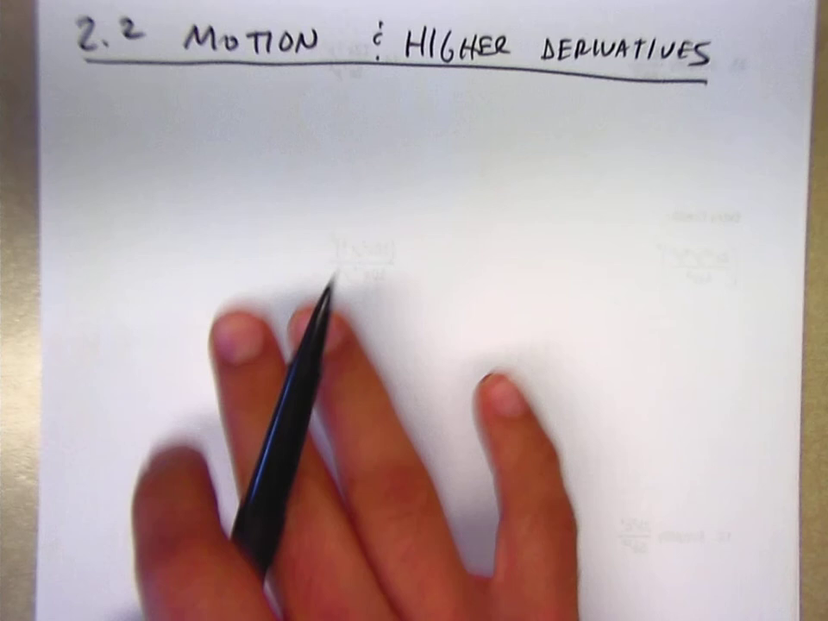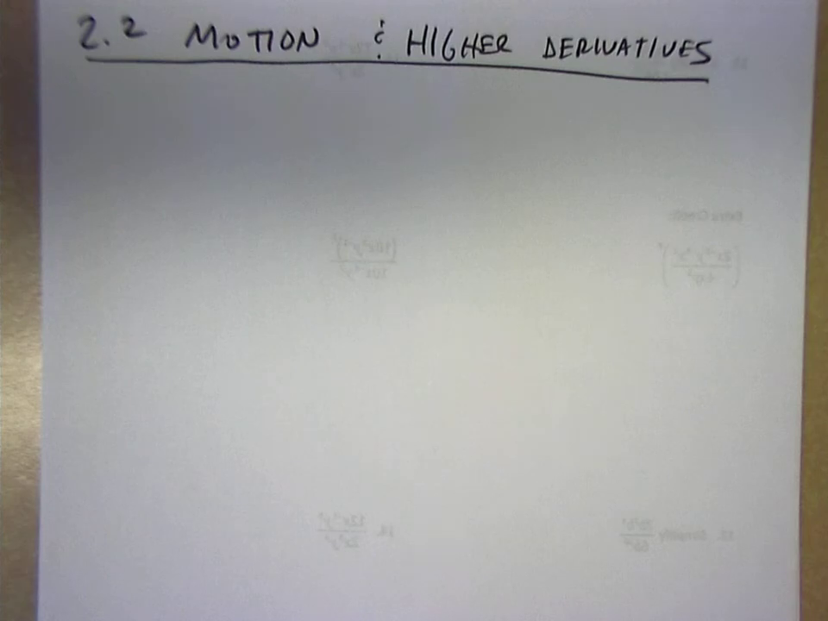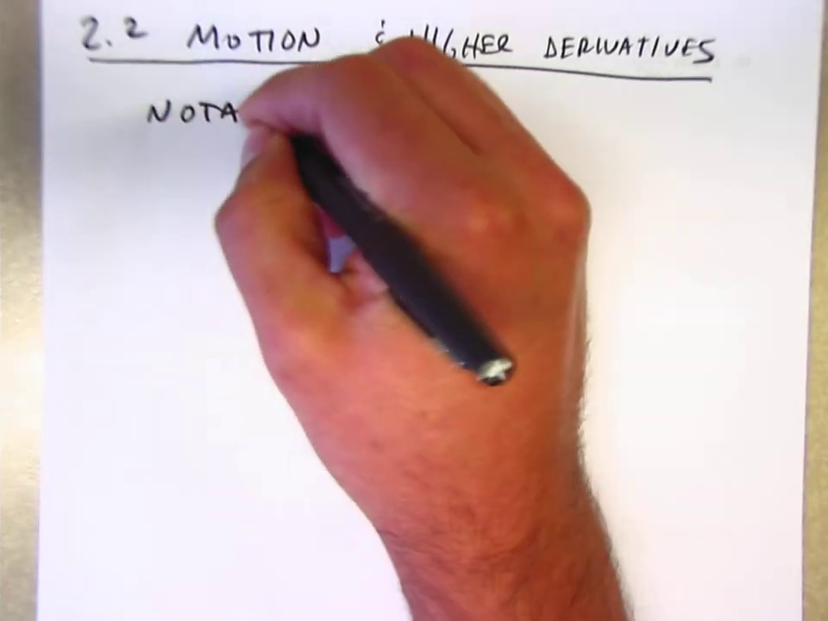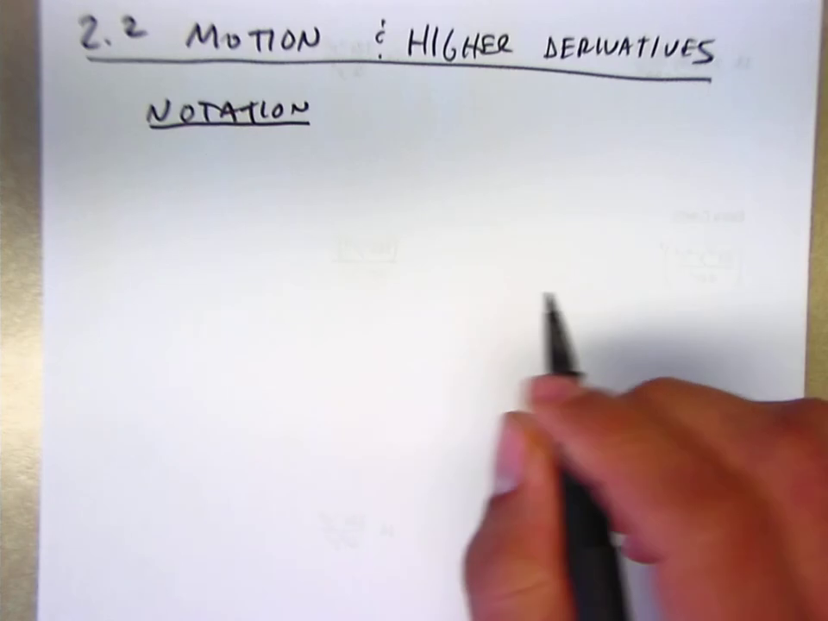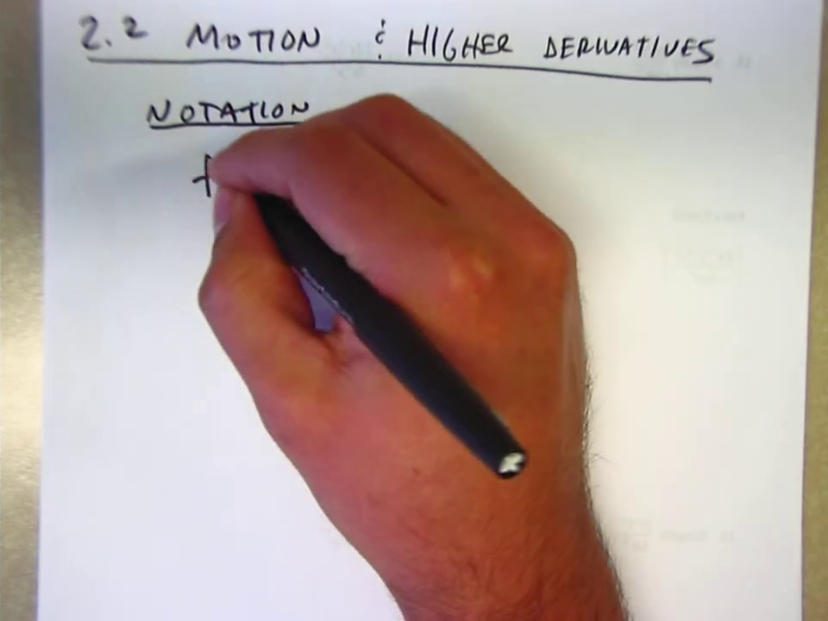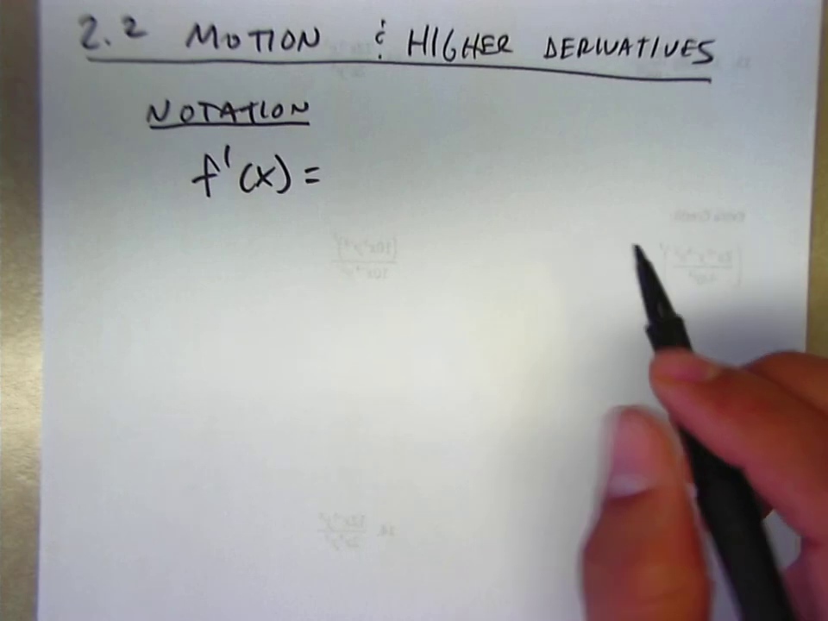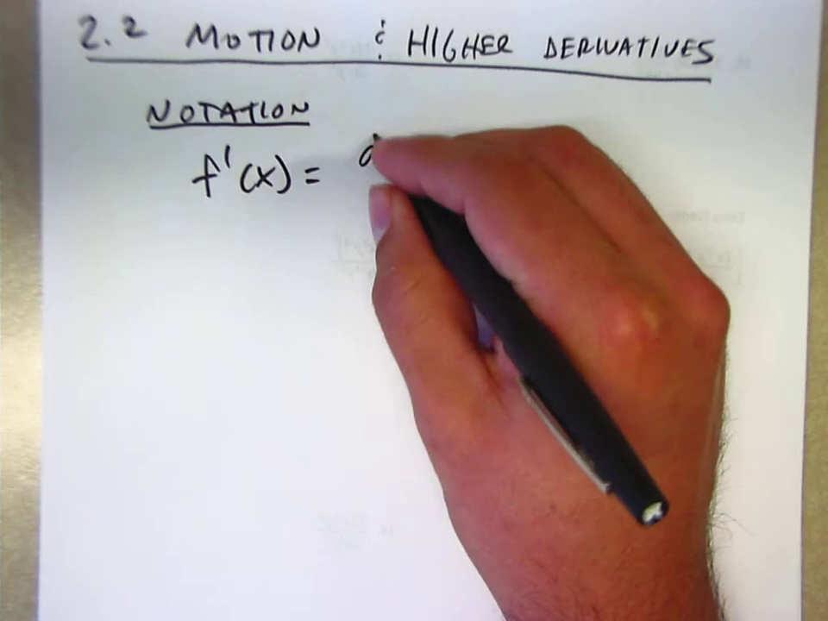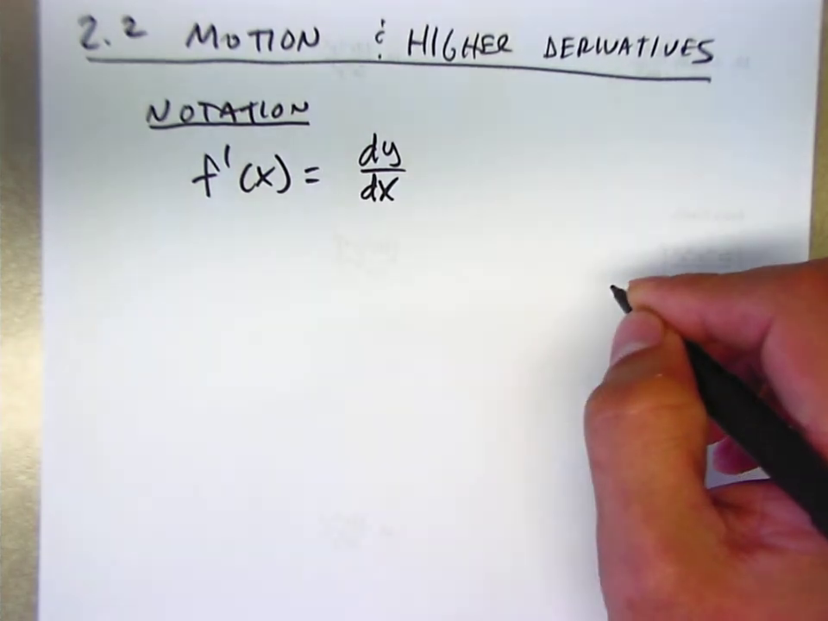Okay. So we're going to talk about motion, and we're going to go a little bit further with derivatives. First, let's talk about some of the notation that you're going to see moving forward. We've already talked about this. F prime of x. Usually, if we have a function of y, we could also write it as dy dx.